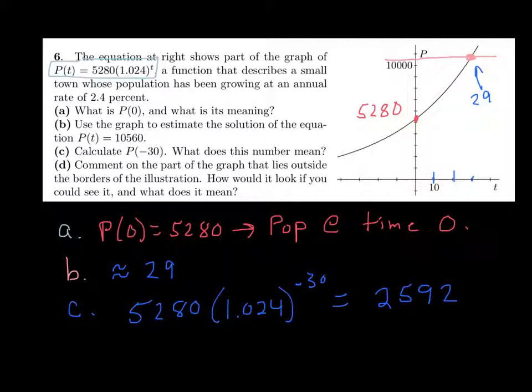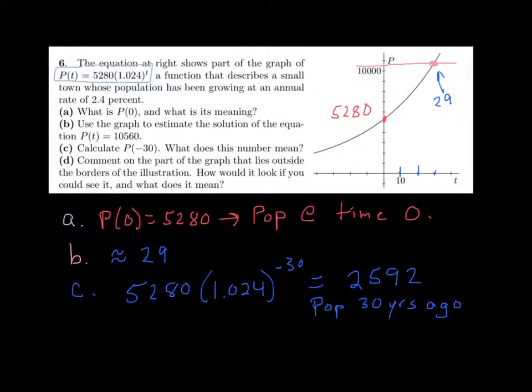That would be the population 30 years ago. Yes, population 30 years ago, assuming it had the same growth rate. Wait, question. So if it was positive 30, it would be population 30 years from now? Yes, population 30 years from now, again assuming the same growth rate. Population grows at an exponential rate typically. So that's what we're looking at.